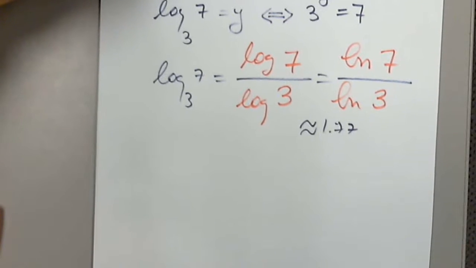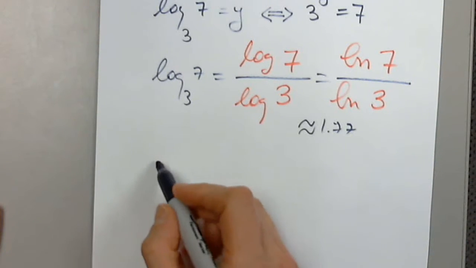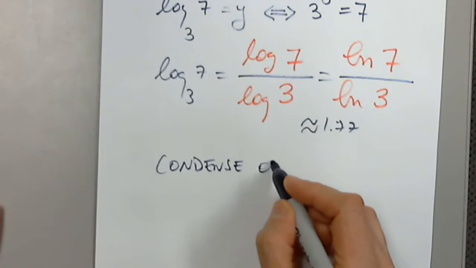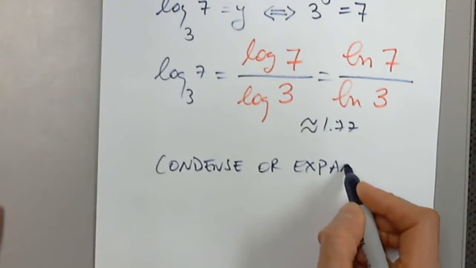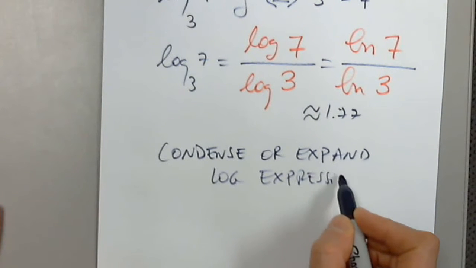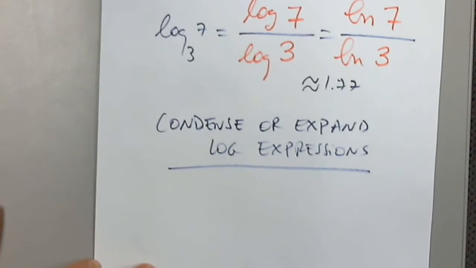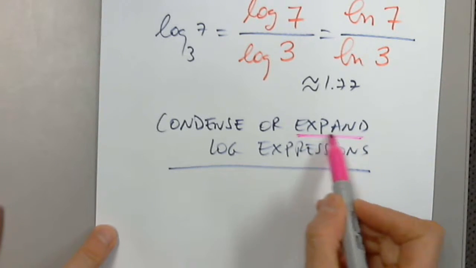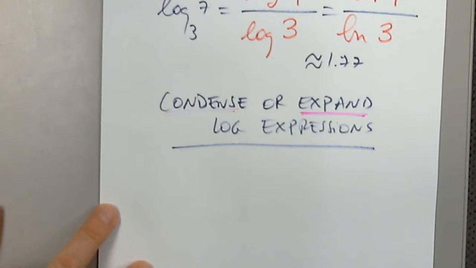Limited to the 3 properties we have, we're going to do 2 things. We are going to condense or expand log expressions. And if you are wondering why, then you have to wait till the next section in which we will solve logarithmic equations. Okay, so for now, we are going to start with expanding, and then we'll come back to condensing.